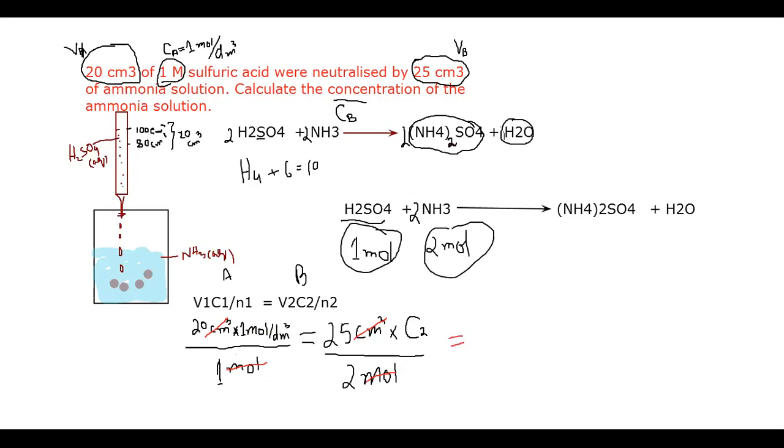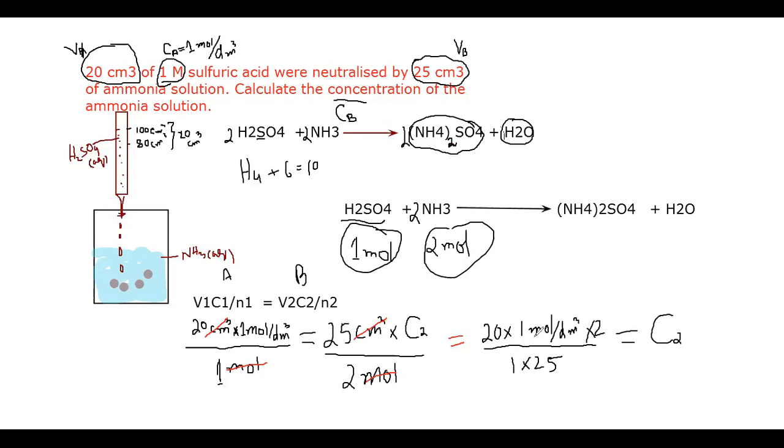Now in the simplified form, we have 20 multiply by 1 mole per dm cube, and this 2 which is dividing here will be shifted and multiplied by the 2, and this 25 which is multiplying here will be shifted to the left hand side and considered as divide. And we have the value of second concentration. Now आप इसकी concentration की value आप find out करें.